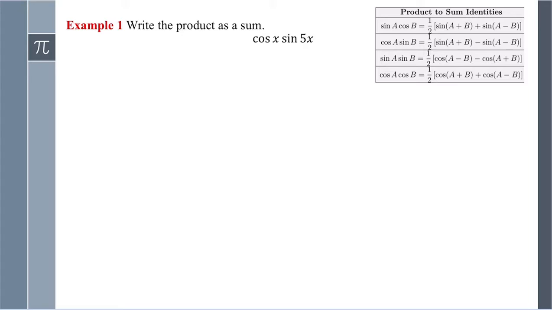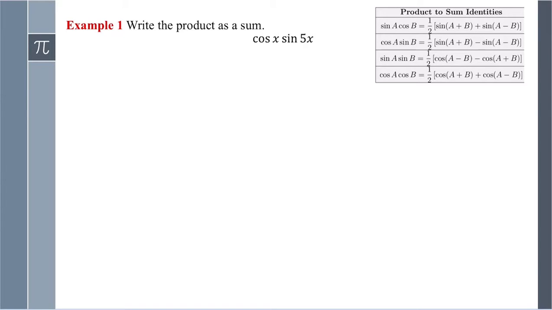So we are given a product here, and we are asked to write this as a sum. So we are going to use the product to sum identity. We have cosine x times sine 5x, so that means we have cosine and sine. It is this identity that we are going to use: cosine A times sine B.